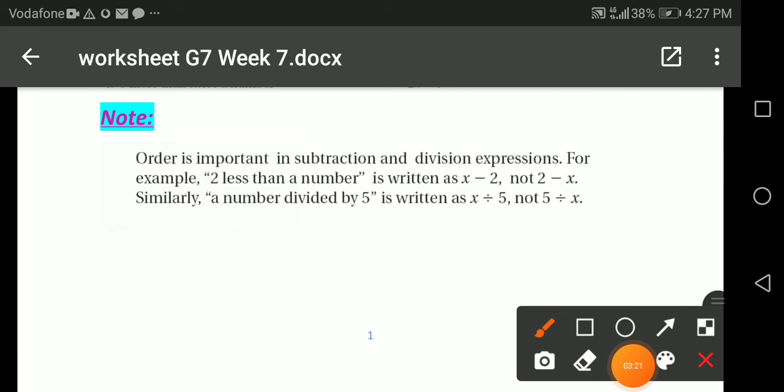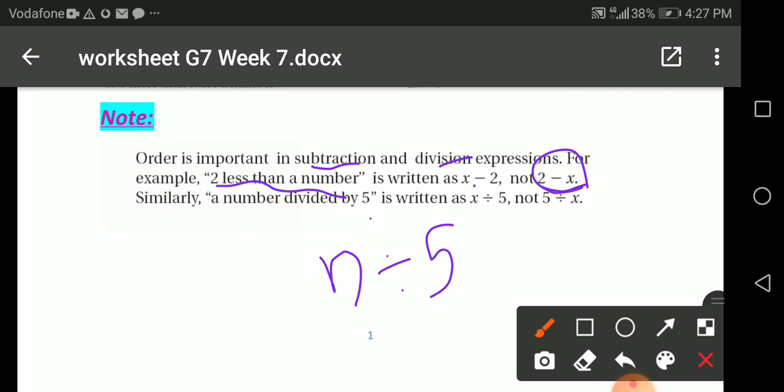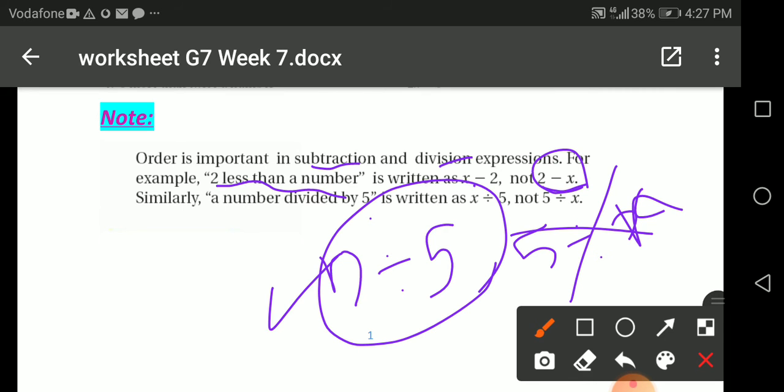Order is important, as I told you, in subtraction and division only. For example, 2 less than a number, I will change places here: x minus 2. It's not 2 minus x. Very important note. Similarly, when I say a number divided by 5, n divided by 5, I can't say 5 divided by n here, okay? This is the wrong one and this is the right one.